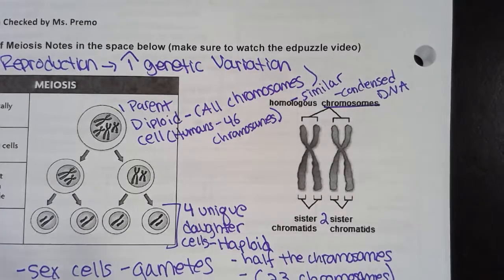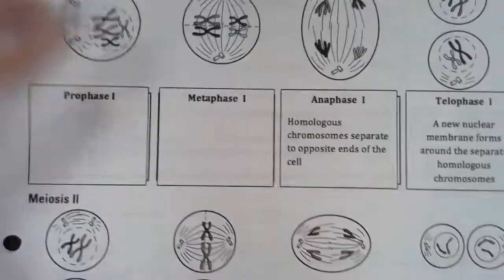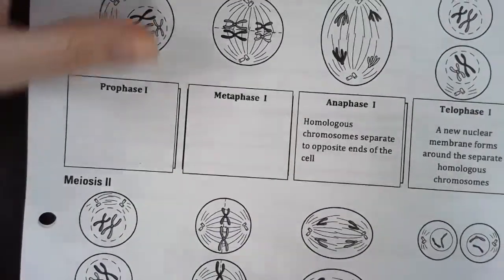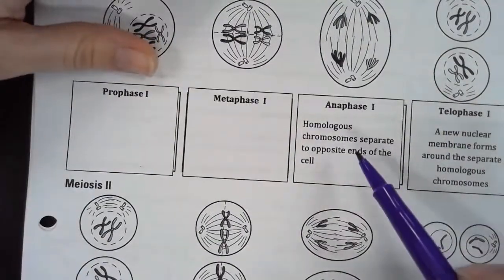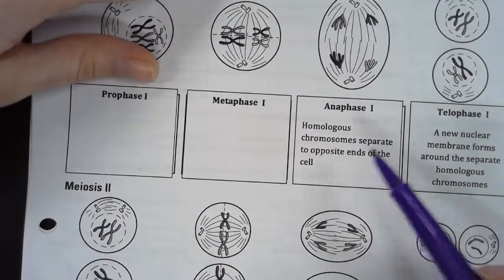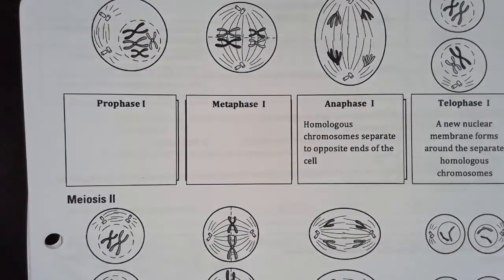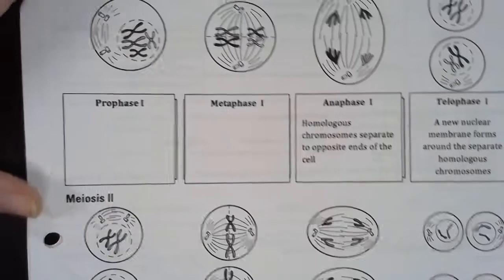Knowing that, flip your page. Your page may have some of these boxes filled in. It may not. If you don't already have these words written in the boxes, you should take a minute to actually write those down. So with these pictures, we are going to go through and just explain what's happening in each of these phases. Meiosis looks very similar to mitosis, but it has a couple of changes. So I'm just going to walk you through what these are.